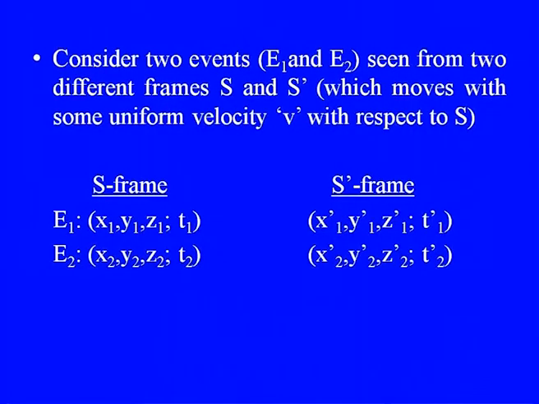Okay, I'll explain what these events are. Let's first define the space-time coordinates of these events. We consider two events, event one and event two, seen from two different frames of reference, S and S prime. As always, we take the S prime frame to be moving with a certain uniform velocity with respect to S.